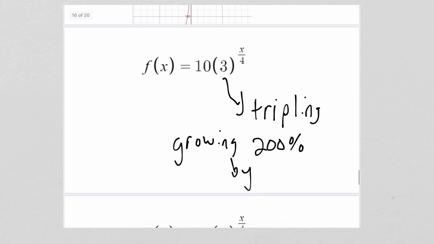But what's going on with this x over 4? That's what we really want to explore here. What is this doing? And obviously we have an initial amount of 10, right? Initial value of 10, okay? And we're tripling. But what's going on with this x over 4? That's what we want to explore here.